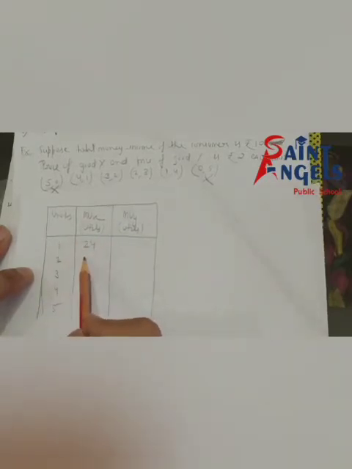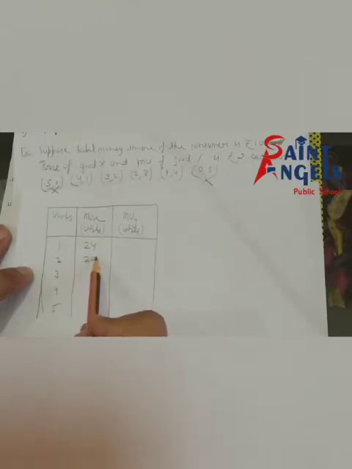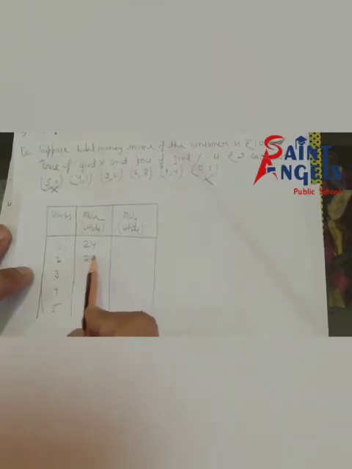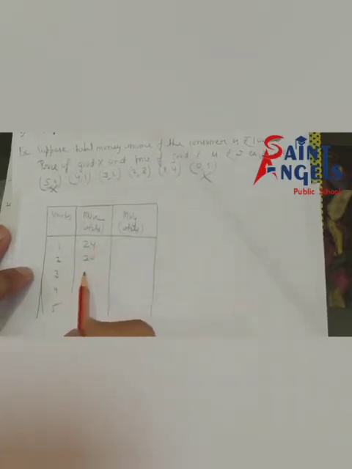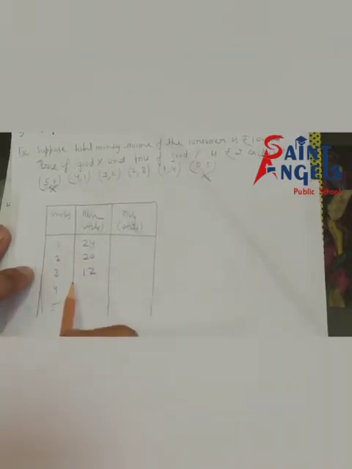That's why I am taking 20 here. You can take 16, 19 or 22, it's up to you, but that value should be less than 24. After this I am taking 12, next 8, and after that 4.